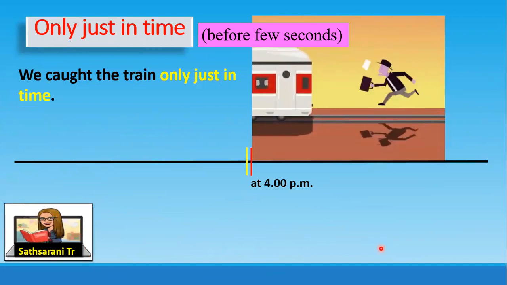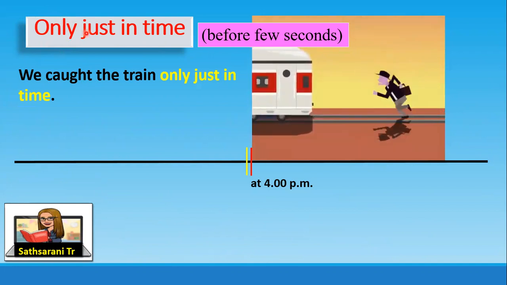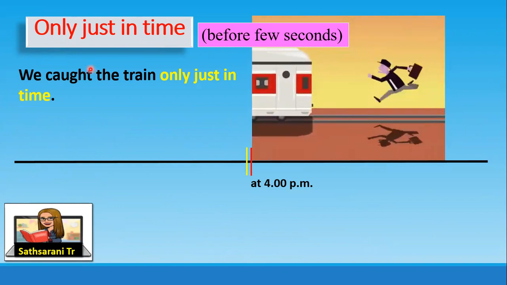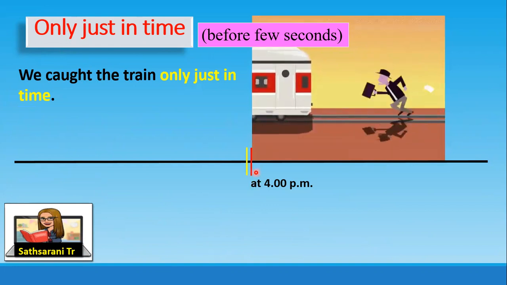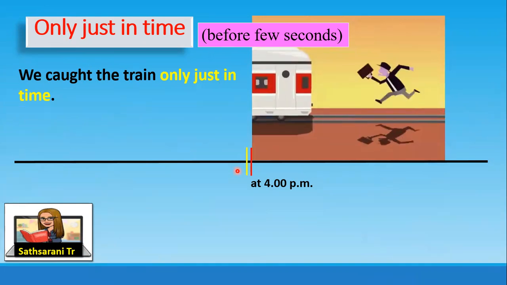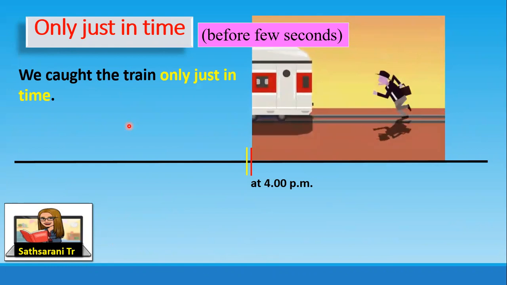Only just in time. Here, "only" comes before "just in time". So, only just in time means before a few seconds. We caught the train only just in time. That means the train is scheduled at 4 p.m. and you caught the train only just in time, meaning you came to the station a few seconds before. And so you caught the train only just in time.